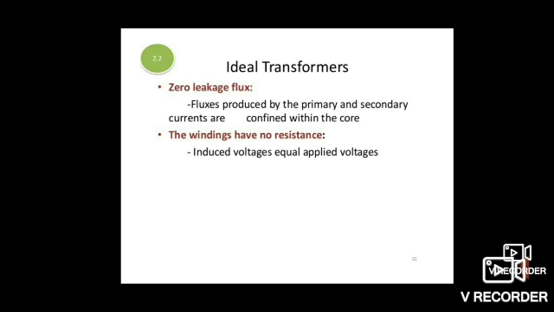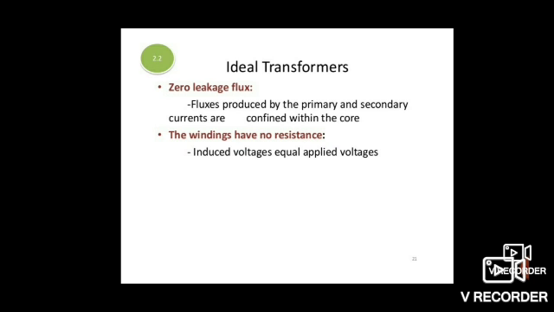The ideal transformer has the following characteristics. The first one is zero leakage flux. There will be no leakage flux between the primary winding and the secondary winding. All the flux produced in the primary winding links with the secondary winding. That is, the fluxes produced by the primary and secondary currents are confined within the core.